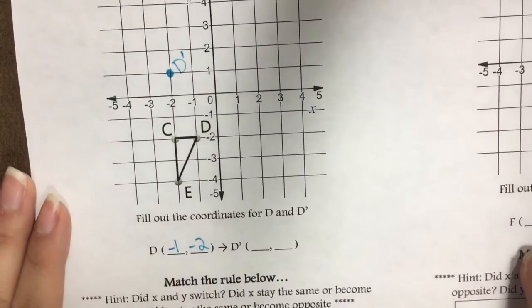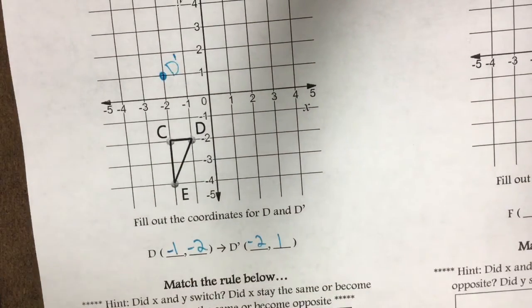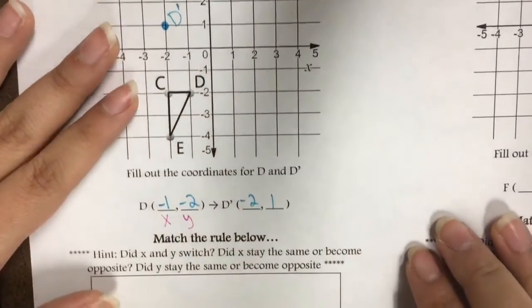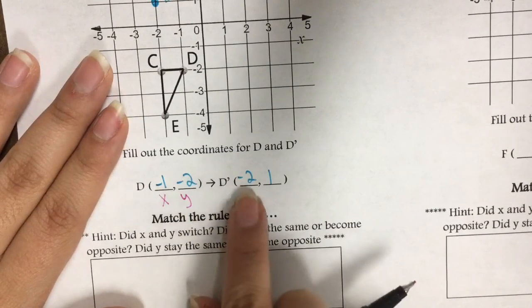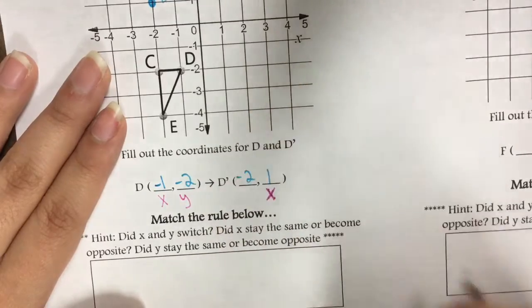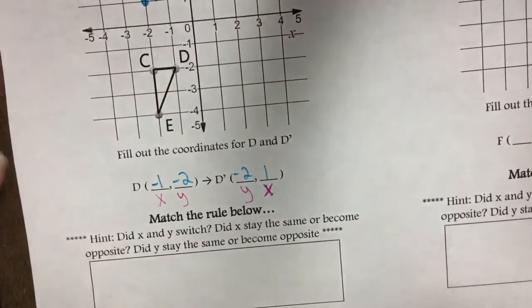So I already have the coordinate for D. The coordinate for D prime is going to be -2, 1. Let's go ahead and mark them as X, Y is my original. So first I want to see, is it still X, Y or is it Y, X? So the -1, now the 1's in the back, so the X is going to be right here. And so the Y, -2, is now in the front. The Y is going to be up there.